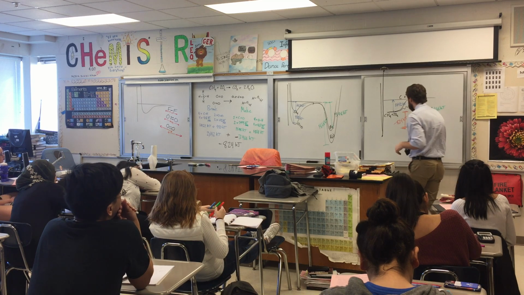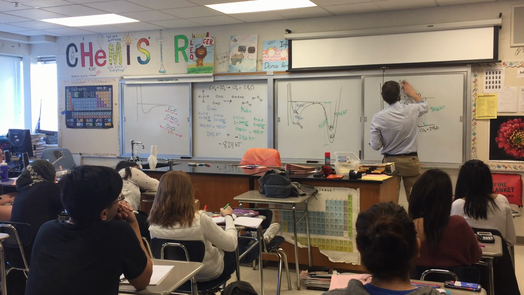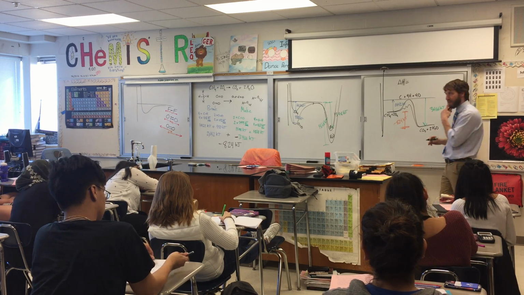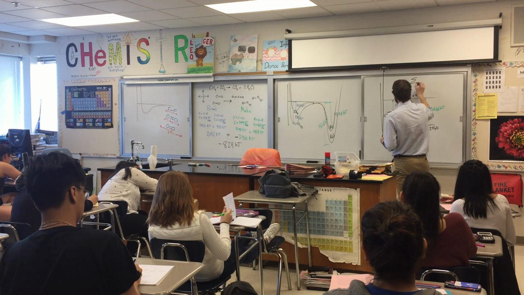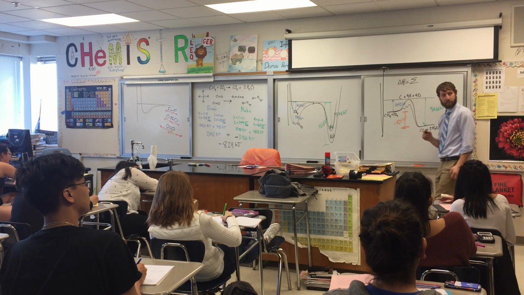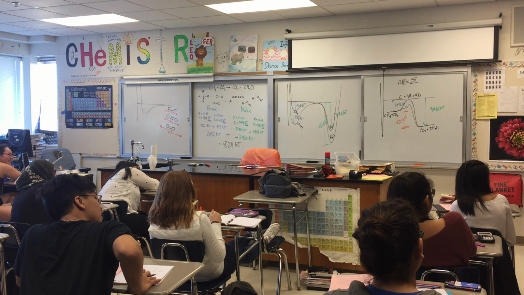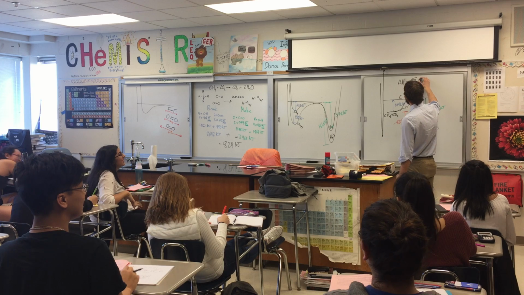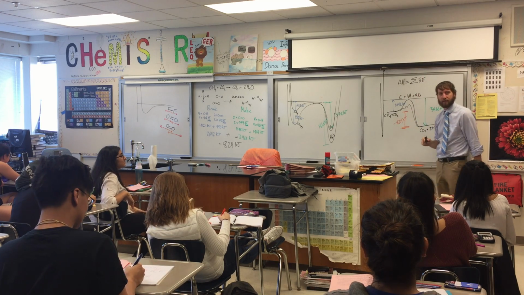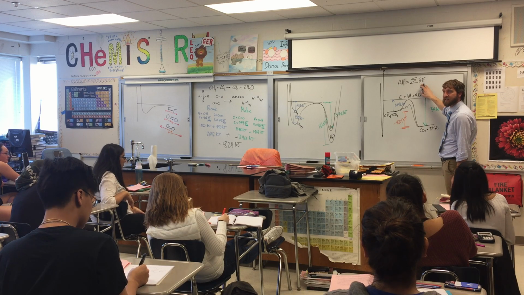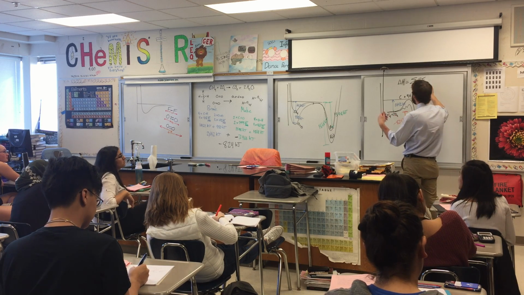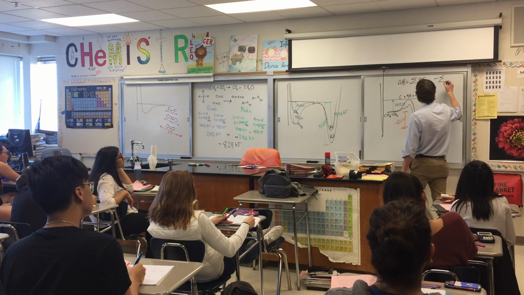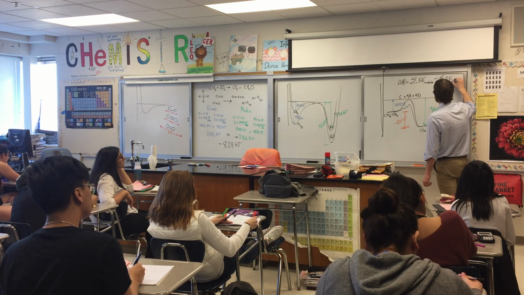Sometimes you'll see the equation delta H, the change in enthalpy, the change in potential energy for a reaction, can be estimated by adding up the bond energies that we are breaking, so the bond energy of the reactants, and subtracting the sum of the bond energy of the products.